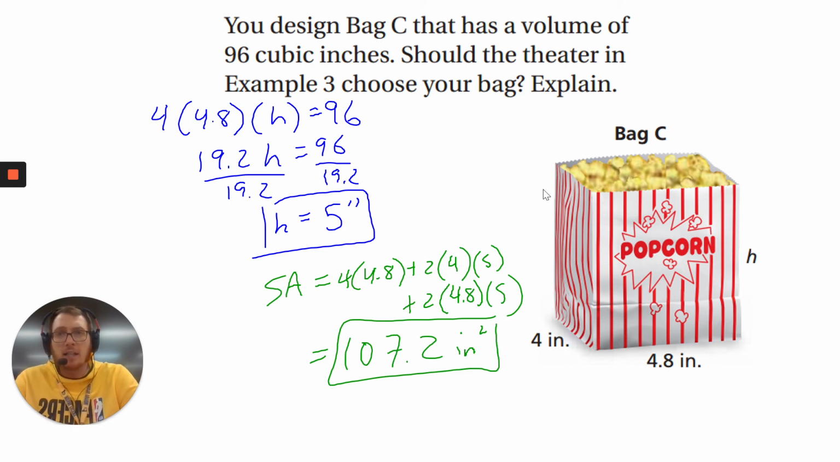Two big things to take away from this question. One is that the top was open, so you only need one of the length times widths. And the second is how to work backwards with a given volume in order to solve for a missing piece.